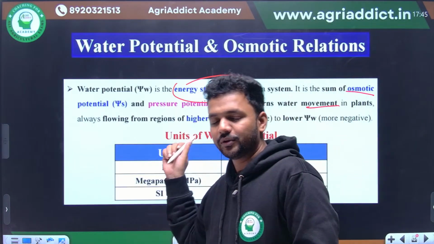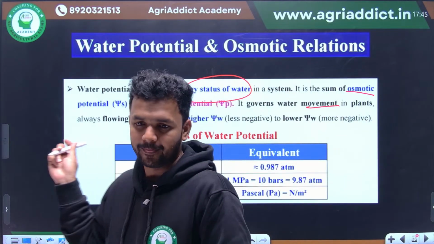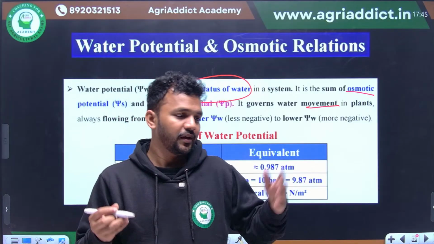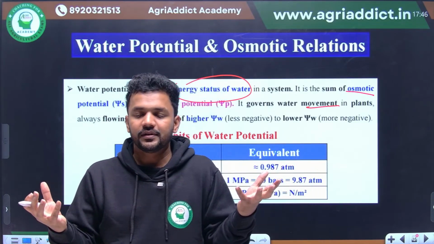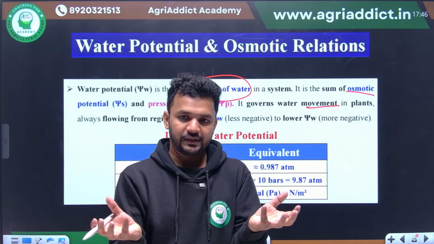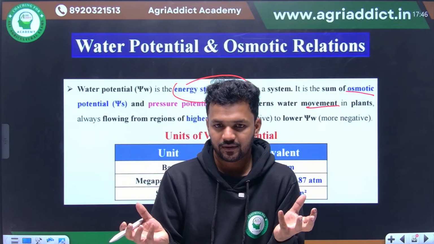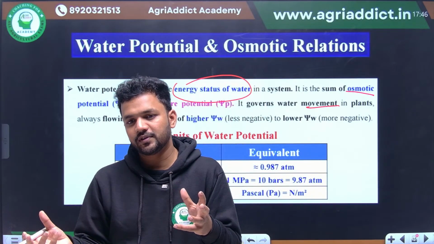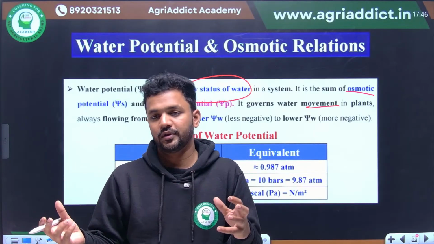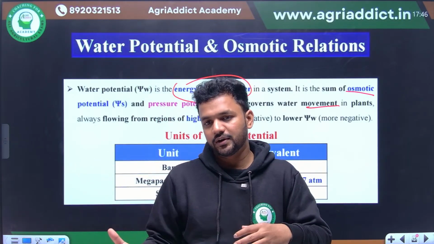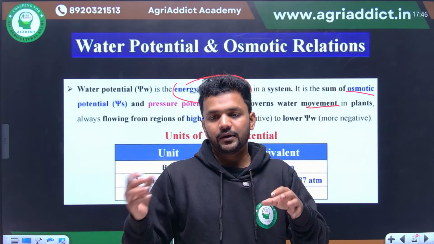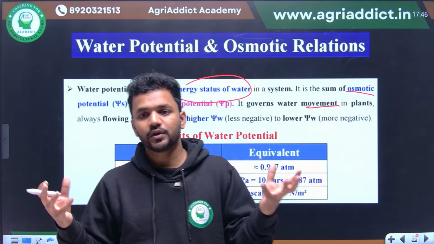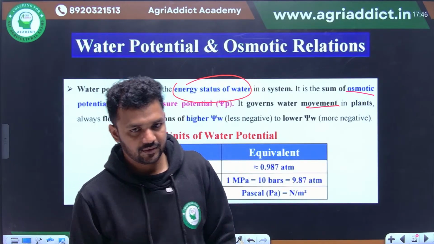According to this potential only, how much difference there is in water potential between the two cells. The difference causes the flow of water in between the cells. If there will be no difference in water potential, there will not be any flow. So for the movement of water, movement of any solute, there must be a difference in water potential between the two systems or two cells.